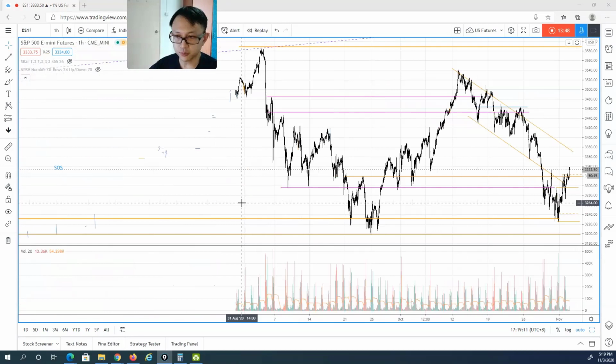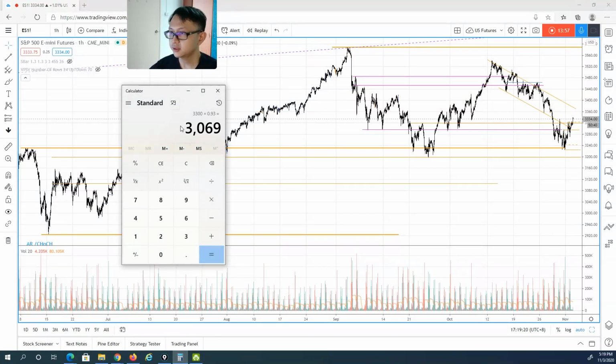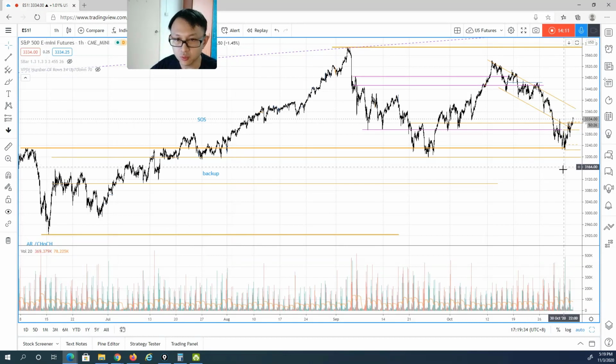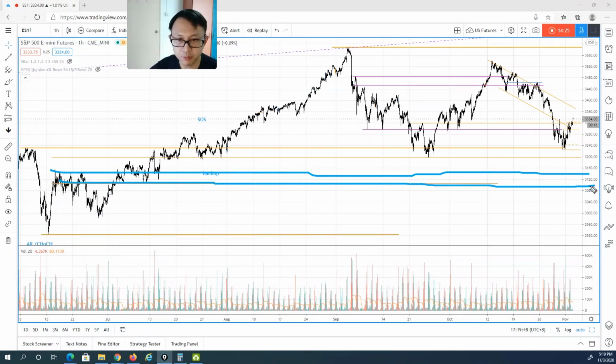So the support level below will be somewhere around, let me just quickly grab the calculator. If we take 3300 and say it's about 5%, maybe 150 points, that's 3150. So that will be somewhere around here, 3160, 3150. And definitely there is some kind of level there. There's another support level, maybe rounded up to around 3100.